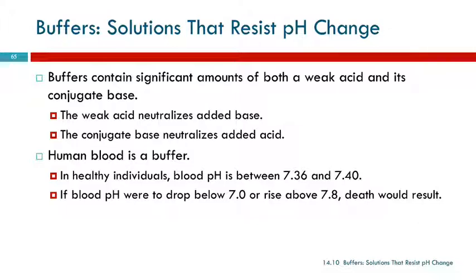So buffers are very important in physiological systems. Your blood has a buffer system in it because the pH needs to be between 7.36 and 7.40 in order for you to be healthy. If it gets much outside of that, below 7.0 or above 7.8, you die, right? So this buffer system is really important.